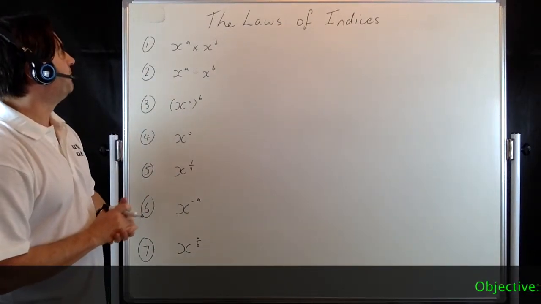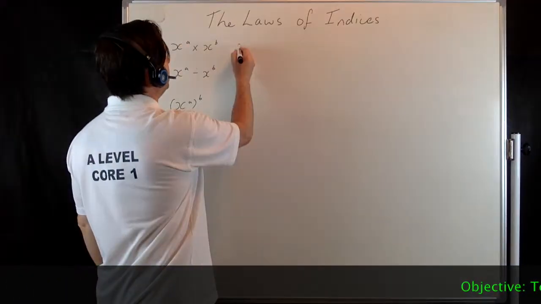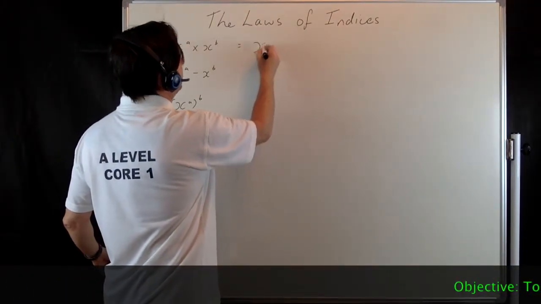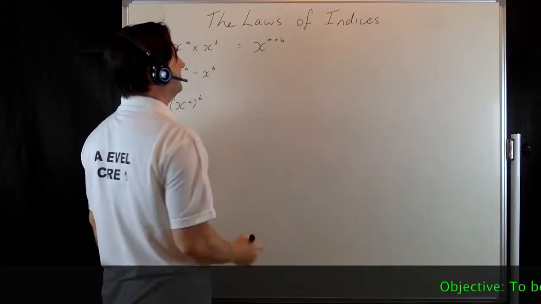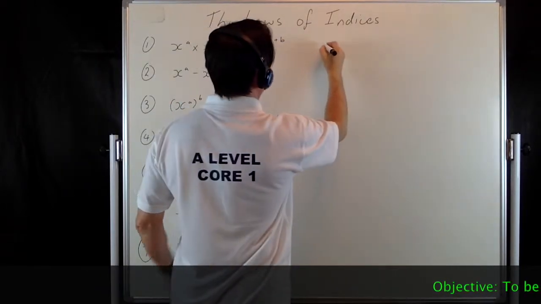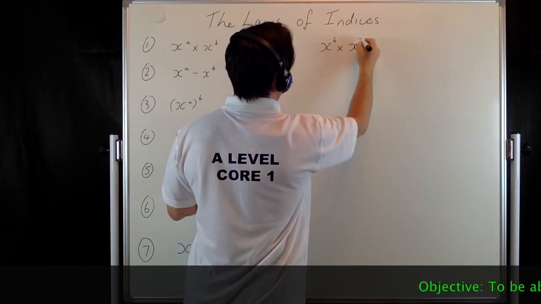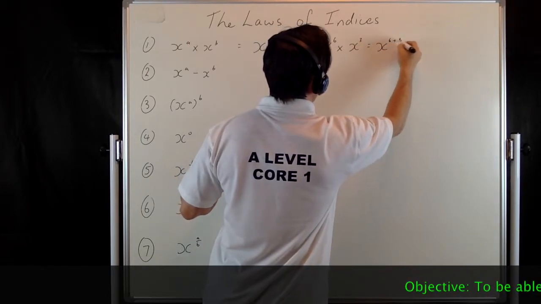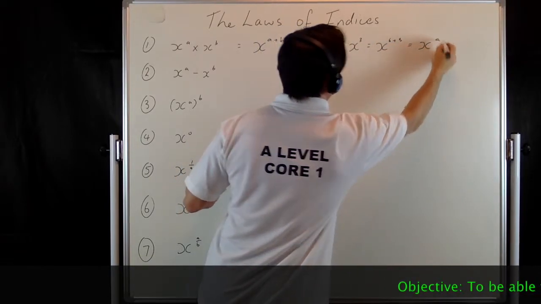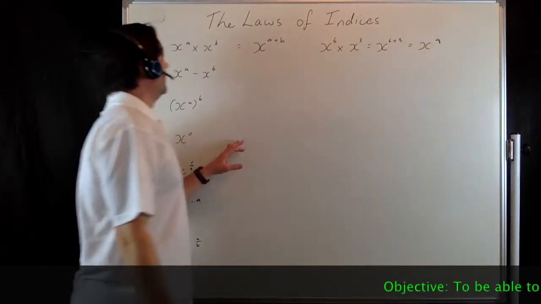Question or rule 1. X to the A times X to the B. Well, if you've got X to the A times X to the B, that becomes X to the A plus B. So for example, if you've got x to the 6 and you're multiplying that by x to the 3, that's going to become x to the 6 add 3, which is x to the 9. Make that a bit clearer there.